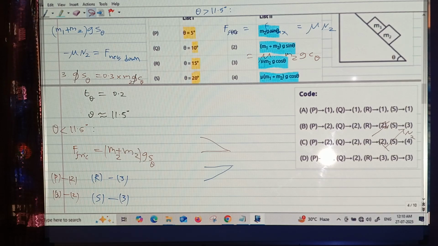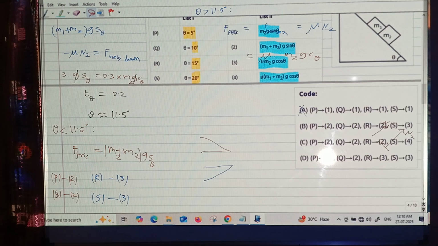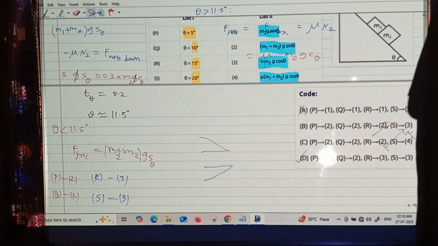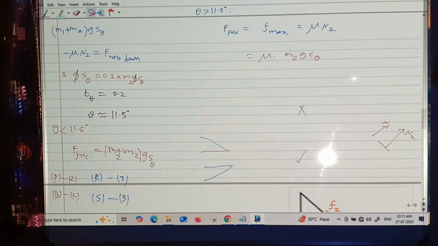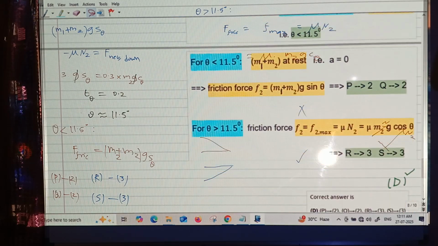So P with 2 and Q with 2. So option 1 is gone. P with 2 and Q with 2 and R with 3. So D is the correct option. Correct answer, option D.